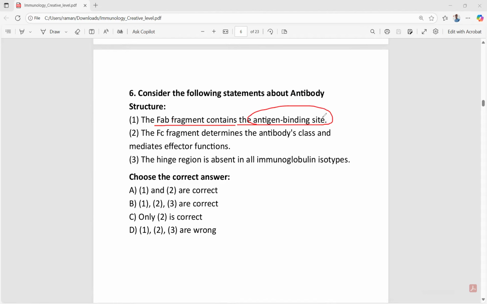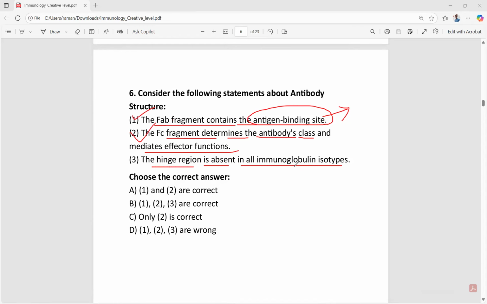கரெக்ட் தானே? அது பேர் என்னது? பேரட்டோ. ஓகே. ஆன்டிஜன் மேல இருக்குது என்னது? எபிடோ. அது ஞாபகம் வச்சுங்க. சரிங்களா? The Fc fragment determines the antibody's class and mediates effector functions. இதுமே ரைட்டான ஆன்சர். ஓகேங்களா? The hinge region is absent in all immunoglobulin isotypes. ஓகேங்களா?